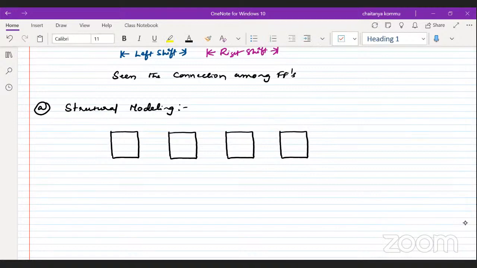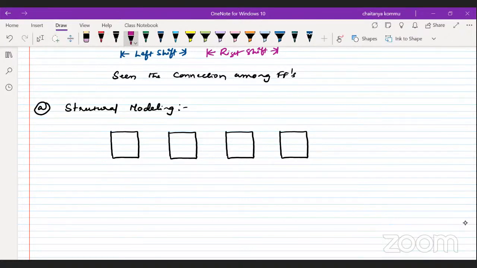This is, for example, D3, Q3, D2, Q2, D1, Q1, D0, Q0. So what it says is that we have to apply the serial in data at this point, and we would like to take the serial output data at this point. Now the connection between these things is something like this.